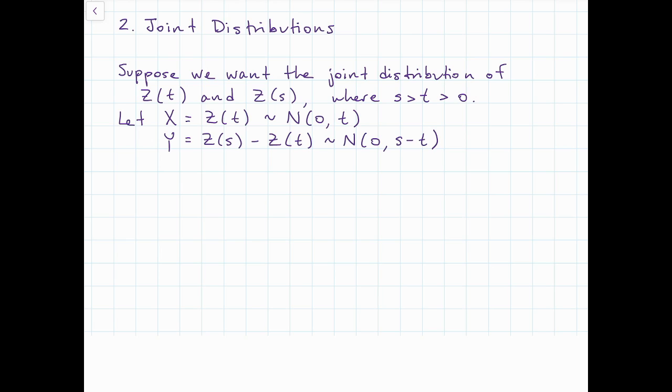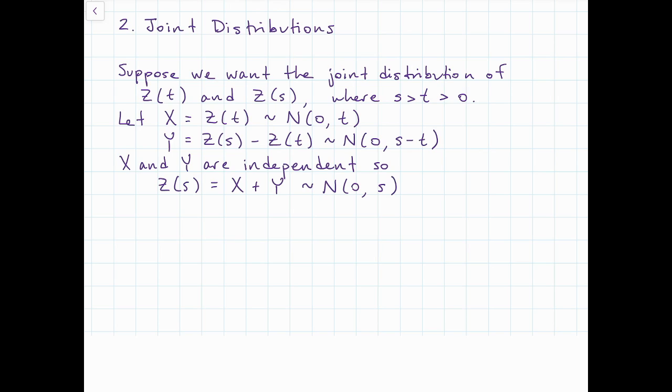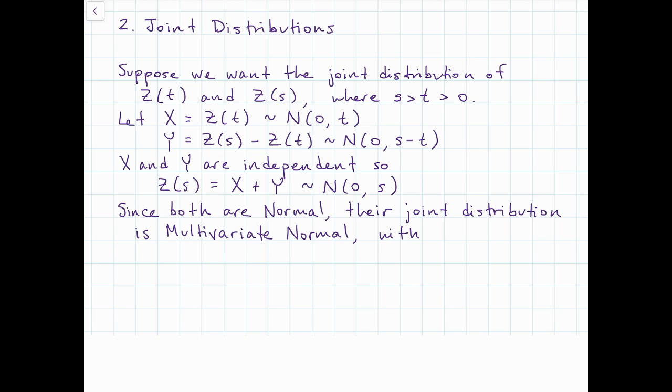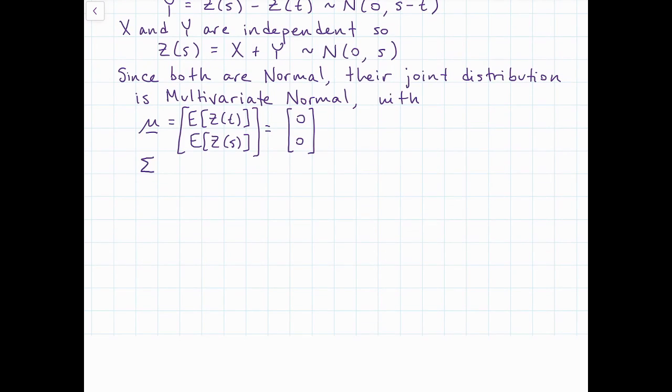And we know, of course, because this process has independent increments, that X and Y are independent random variables, and hence the sum of them, which would be just Z(s), is going to be normal with mean 0 and variance s. As well, since both of those random variables are normal, their joint distribution is going to be multivariate normal, if we remember that from chapter 2. So for a multivariate normal, we need a mean vector, mu, which is the mean of each of those variables, but both of those are just equal to 0, so this is just a 0 vector. And we also need our variance-covariance matrix, which we call capital Sigma. It's defined as the variance of one of them and then the covariance of the two of them, as well as the covariance down there and the variance of the last one there.